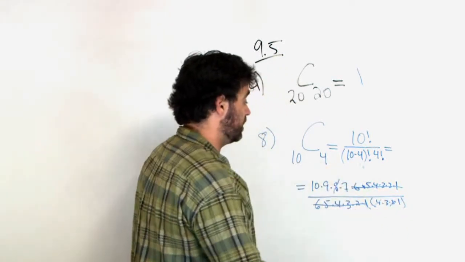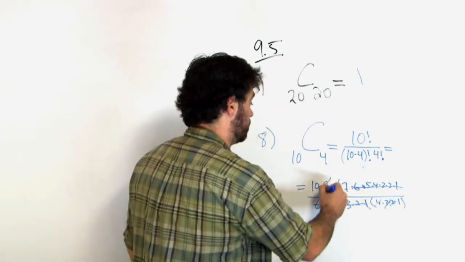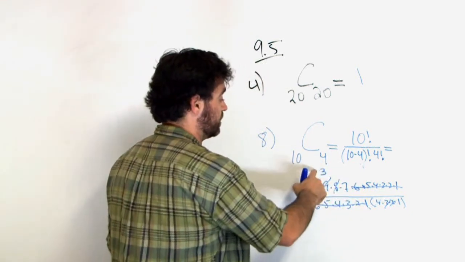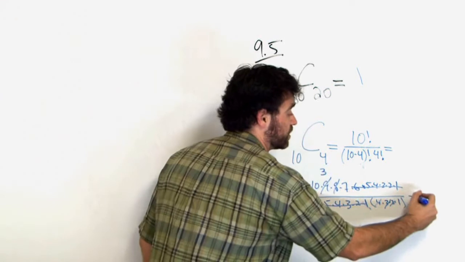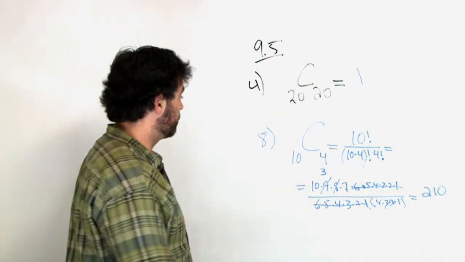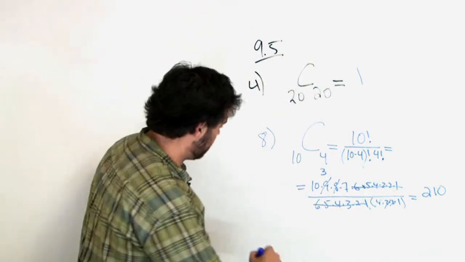I know 4 times 2 is 8. There goes 8. 3 goes into 9 3 times. So what I am left with is 10 times 3 times 7, which is 30 times 7, or 210. Okay? Not too bad. The next one was number 10.